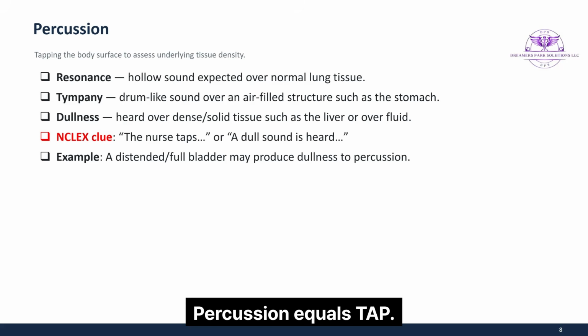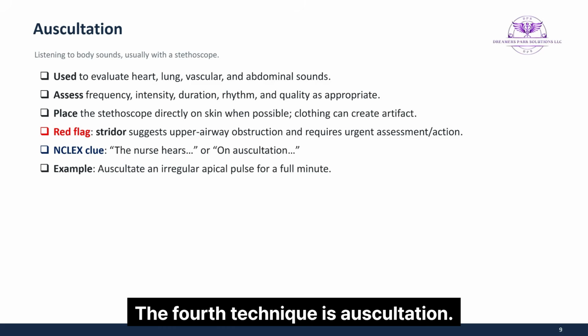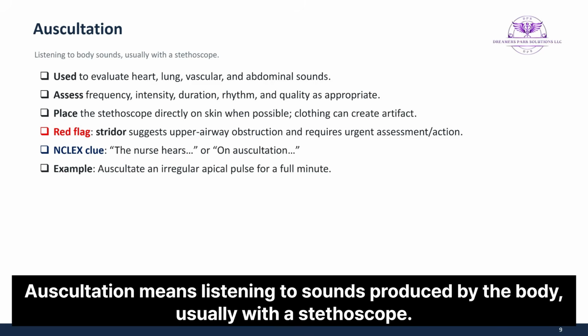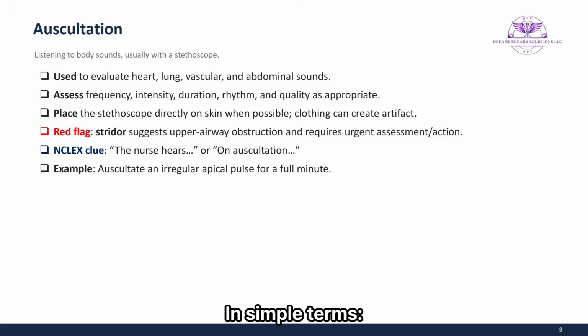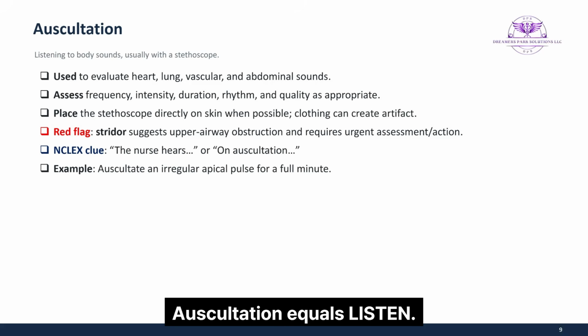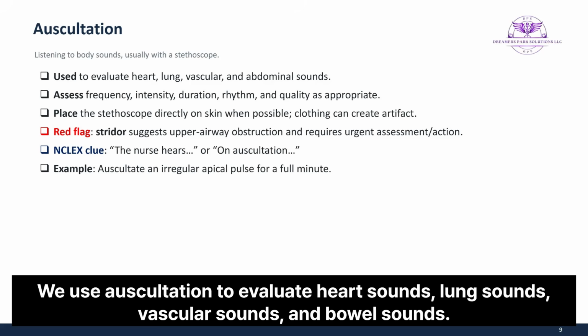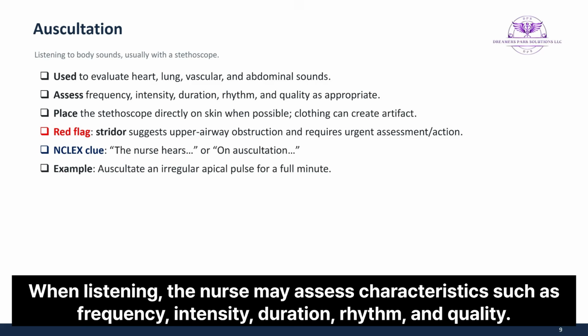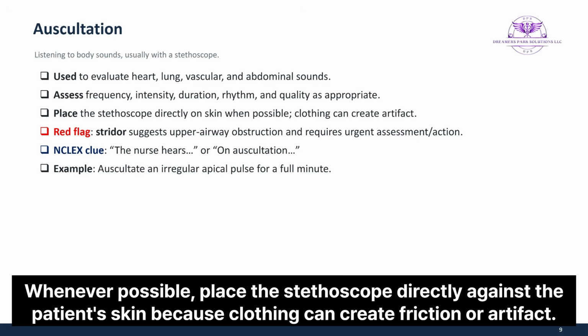So, percussion equals tap. The fourth technique is auscultation. Auscultation means listening to sounds produced by the body, usually with a stethoscope. In simple terms, auscultation equals listen. We use auscultation to evaluate heart sounds, lung sounds, vascular sounds, and bowel sounds. When listening, the nurse may assess characteristics such as frequency, intensity, duration, rhythm, and quality. Whenever possible, place the stethoscope directly against the patient's skin because clothing can create friction or artifact.